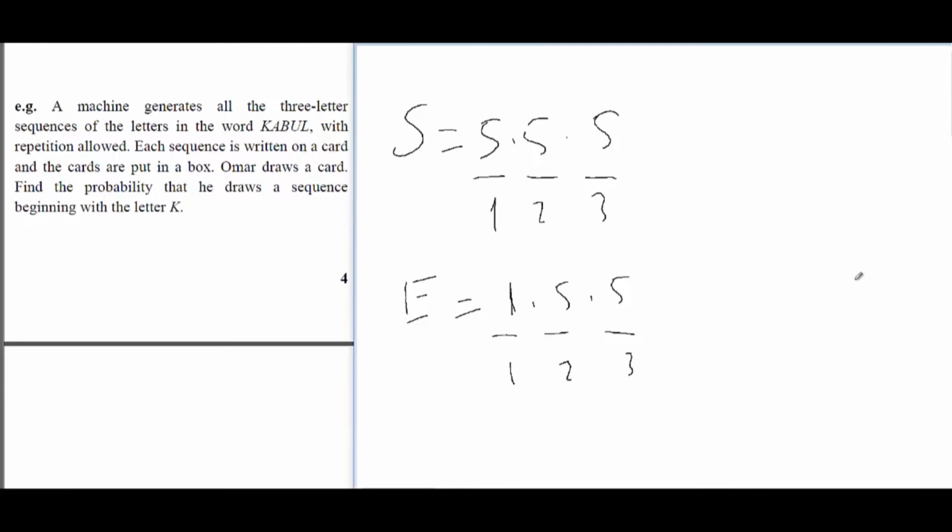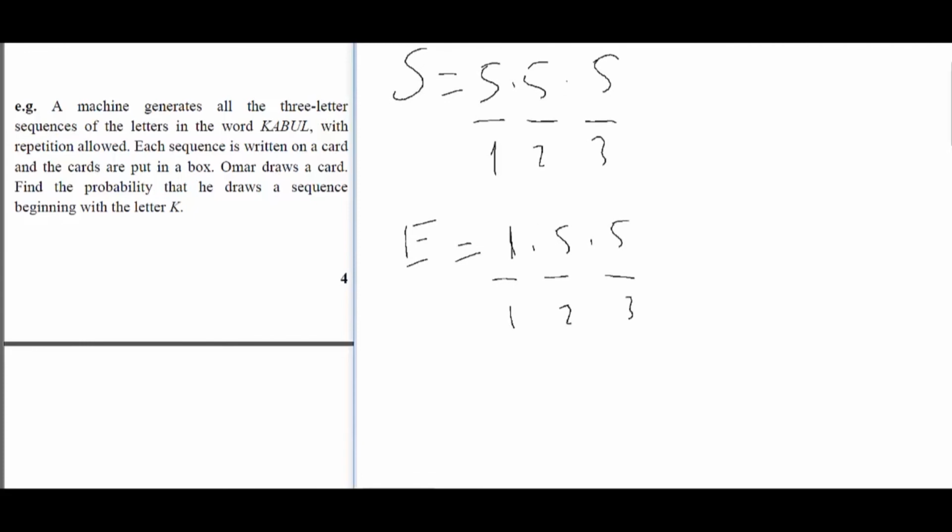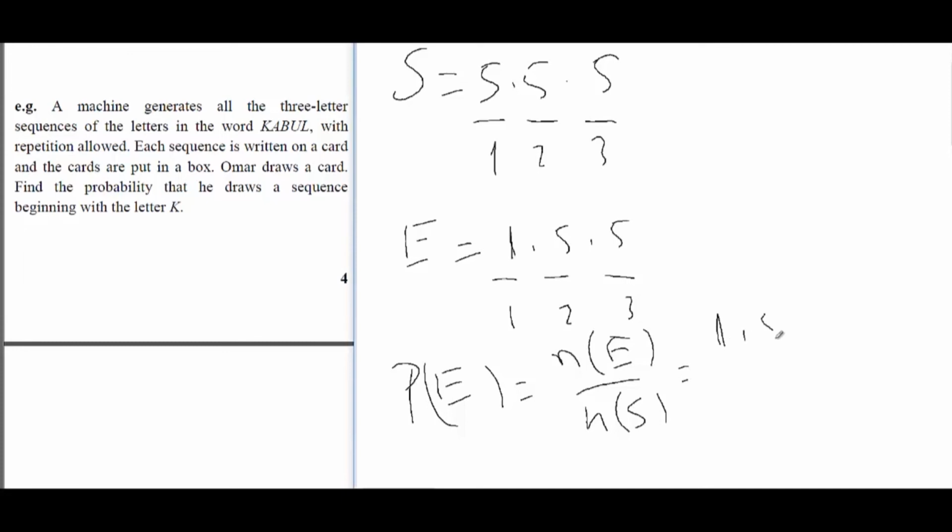So let's find the probability of this event. The probability of this event is equal to the number of the event over the number of the sample space. What's the number of the event? It's 1 times 5 times 5 over the number of sequences, 5 times 5 times 5. So 5 times 5 cancel, leaving 1 over 5. The probability for this event is 1 over 5.